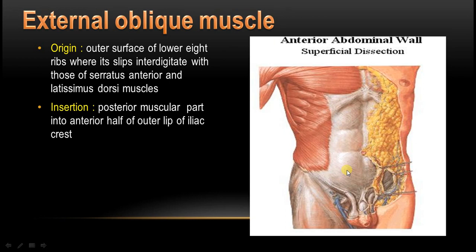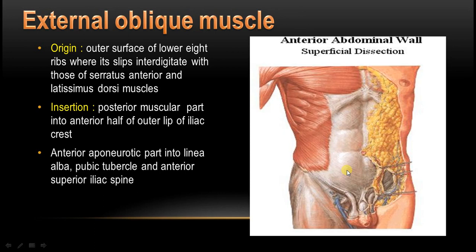Which is called the external oblique aponeurosis. This attachment is in the form of an italic letter F, the external oblique aponeurosis. In the midline, it attaches to the linea alba, extending from the xiphisternum to the pubic symphysis. Then into the pubic tubercle and anterior superior iliac spine.